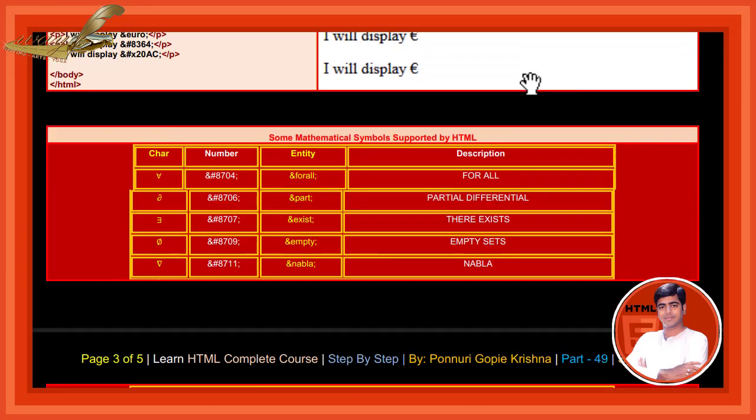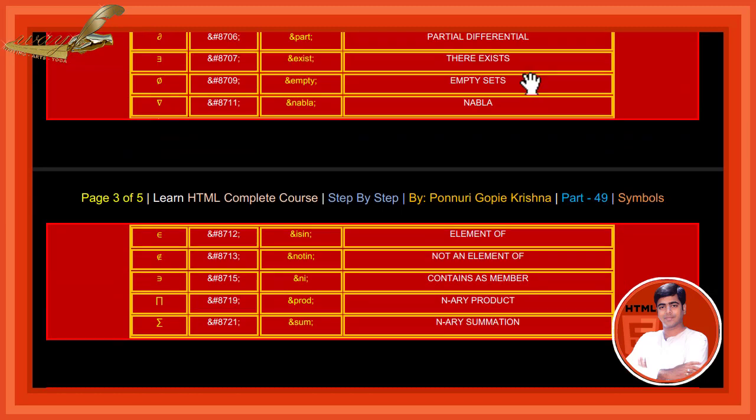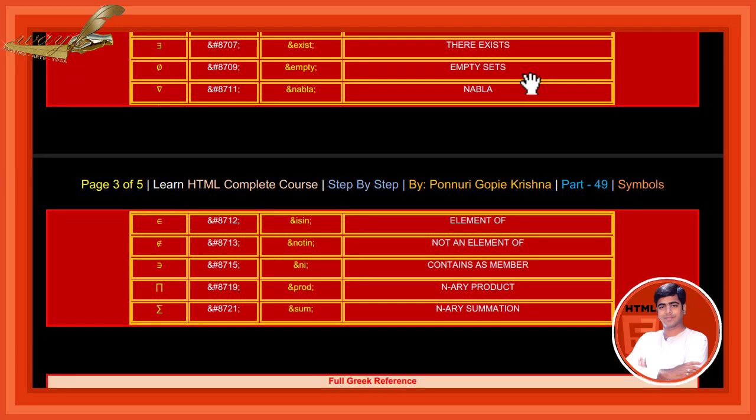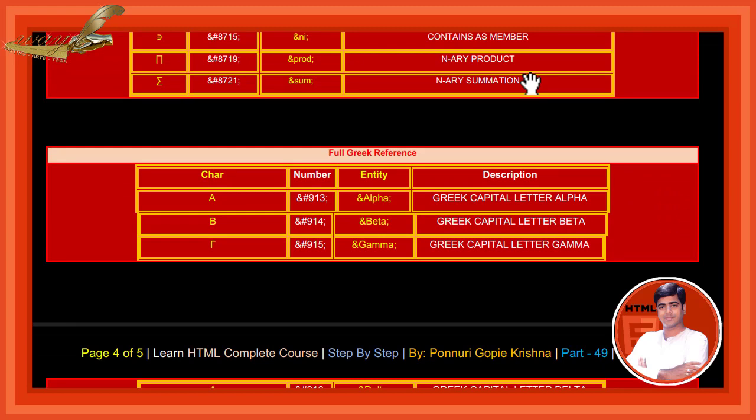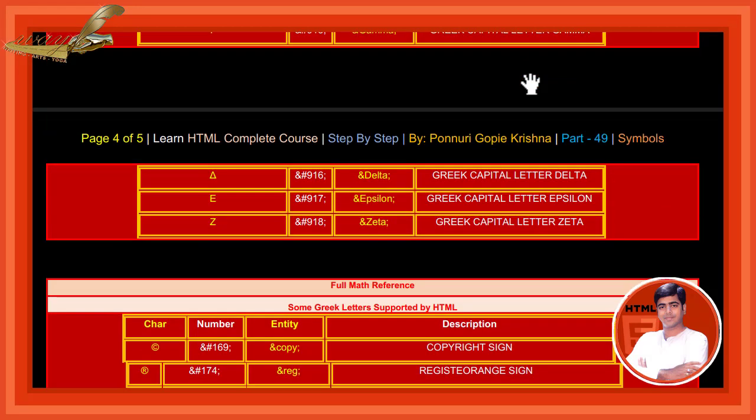See some mathematical symbols supported by HTML: for all, partial differential, there exists, empty set, nabla, element of, not an element of, contains as member, n-ary product, n-ary summation. Full Greek reference: Greek capital letter alpha, Greek capital letter beta, Greek capital letter gamma, Greek capital letter delta, Greek capital letter epsilon, Greek capital letter zeta.